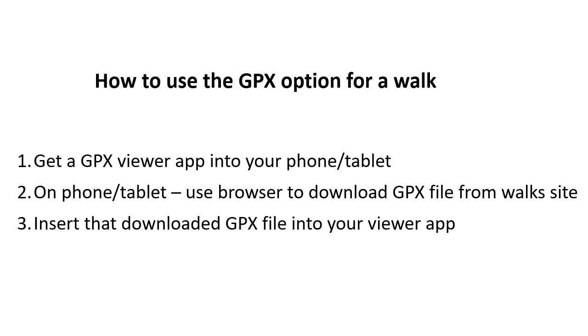There are three stages in summary. First of all, you've got to get a viewer app onto your device. Secondly, on the device, you've got to use your browser to download the required GPX file from the walking site. And thirdly, you've got to insert that downloaded file into the viewer app that you've just loaded. Let's try and expand that a bit and explain it more fully.